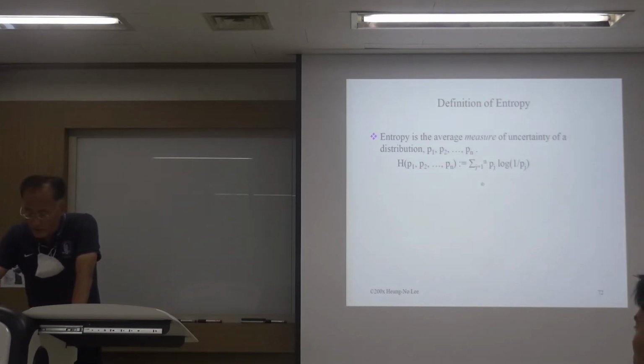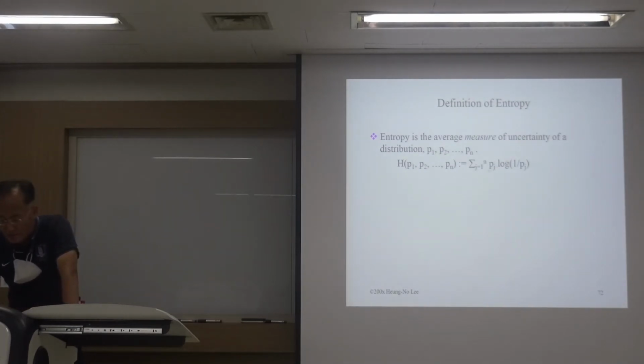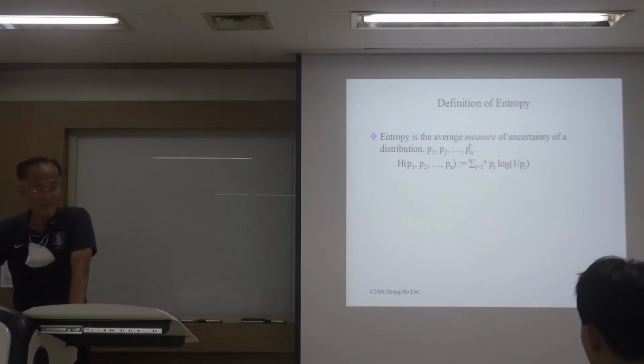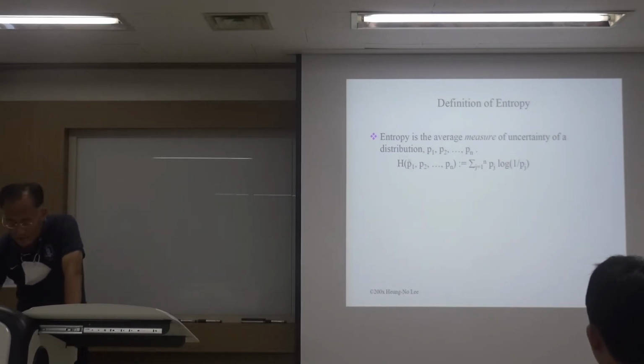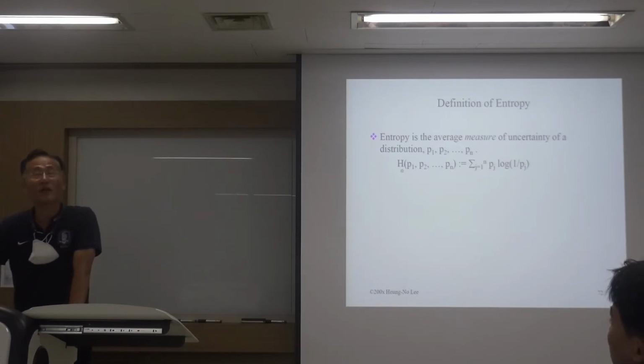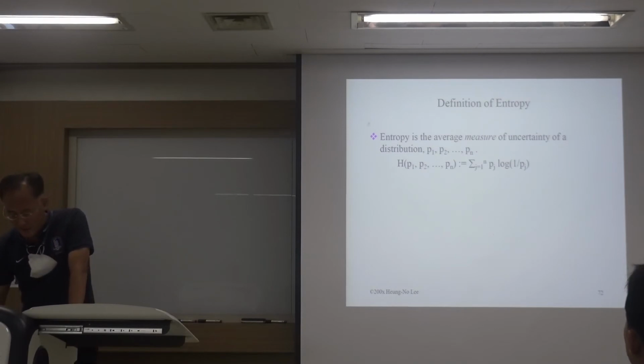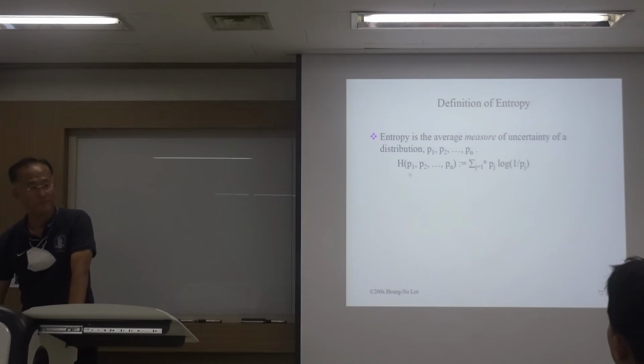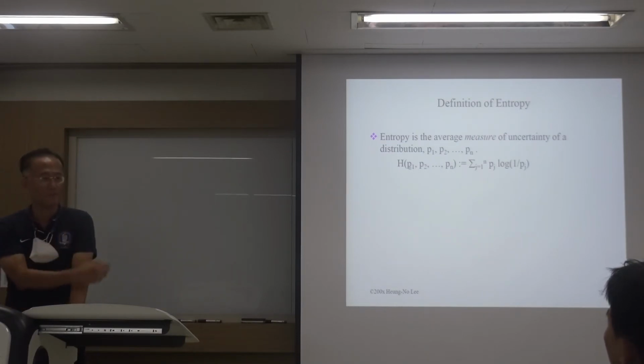So the definition of entropy: entropy is the average measure of uncertainty of a distribution. The distribution is these n numbers, a vector of n elements. H here is the notation for entropy. I want to find out the entropy of this distribution. That's what this means. It is a function only of the distribution. Given the distribution, you can calculate the entropy.